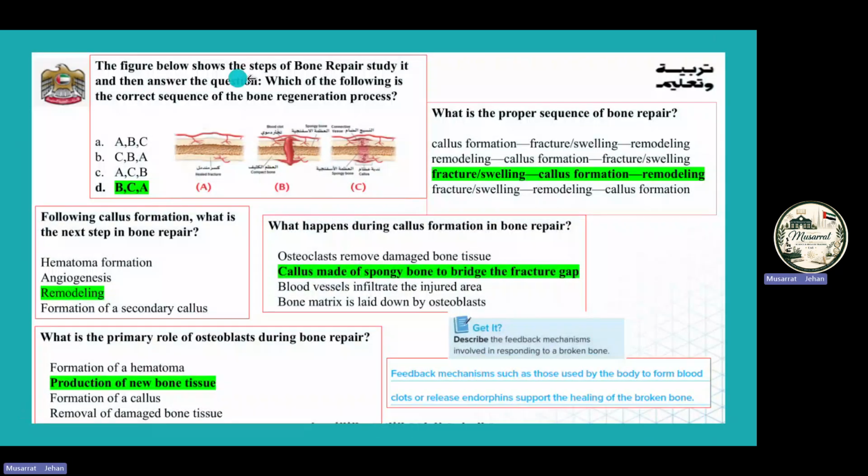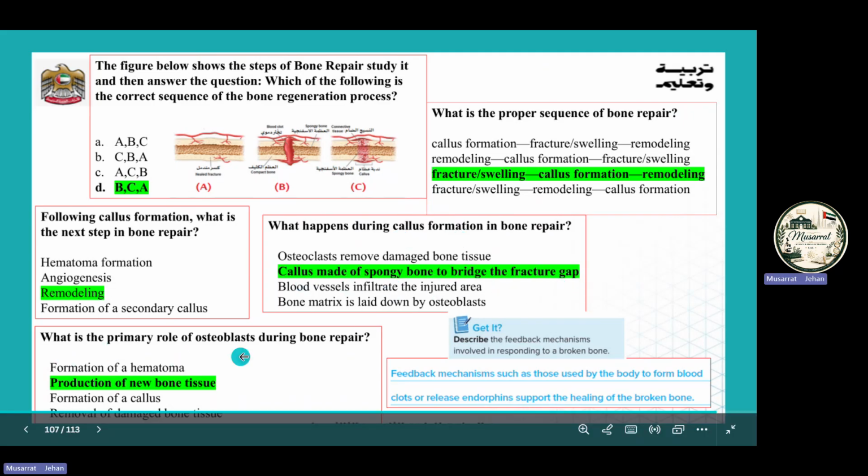Okay, then the figure below shows the steps of bone repair. Which one is the first? First this clot, after that callus, and then the repaired bone. See again the sequence: first fracture, swelling, then callus, then remodeling. Callus formation, what is the next step? Remodeling. What happens during callus formation in bone repair? Spongy bone is formed. What is the primary role of osteoblasts? Production of new bone. So you can see the same type of questions have been asked.